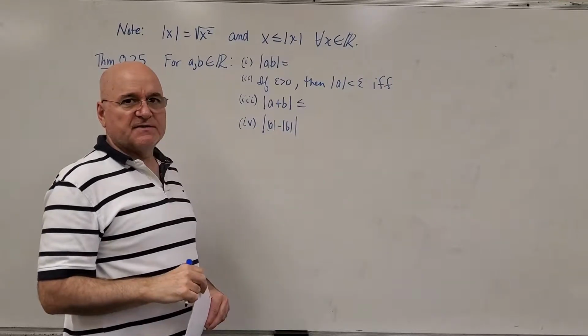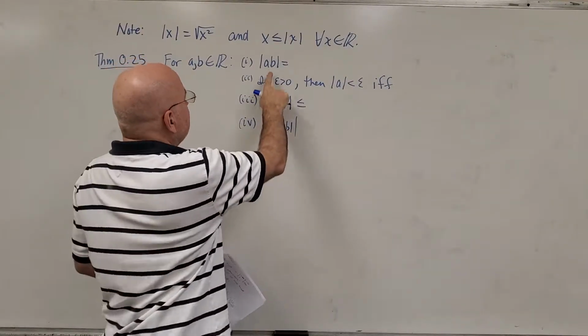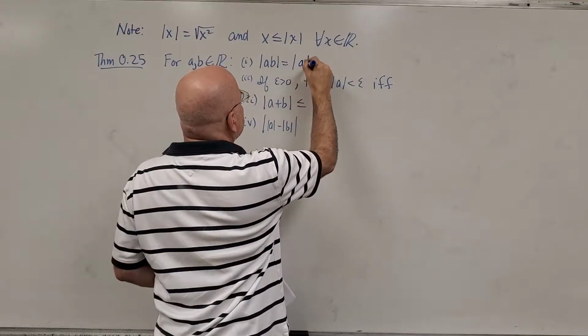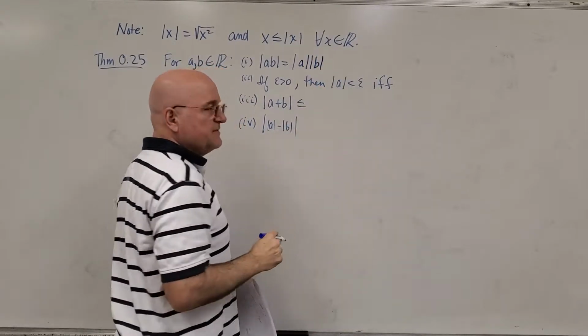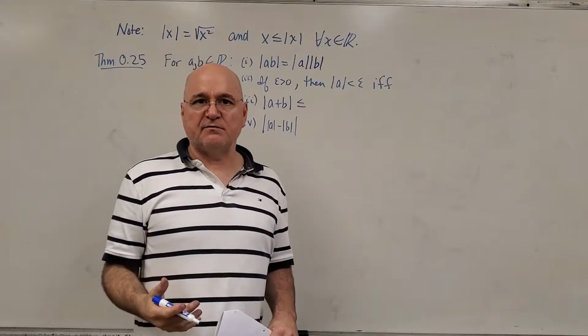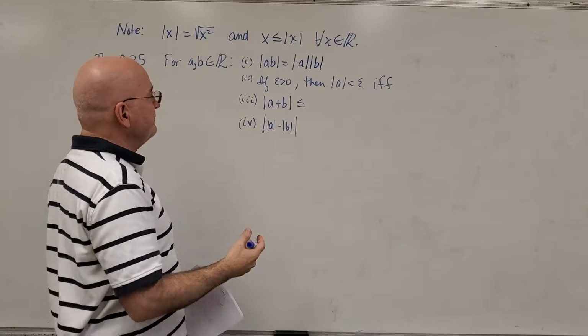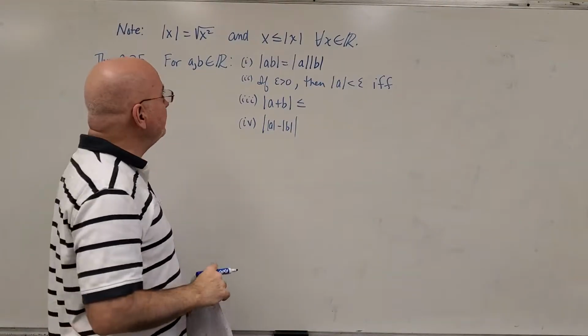We'll use all of these throughout the class. The absolute value of AB can be broken down into the product of the absolute values. It's equal to the absolute value of A times the absolute value of B.